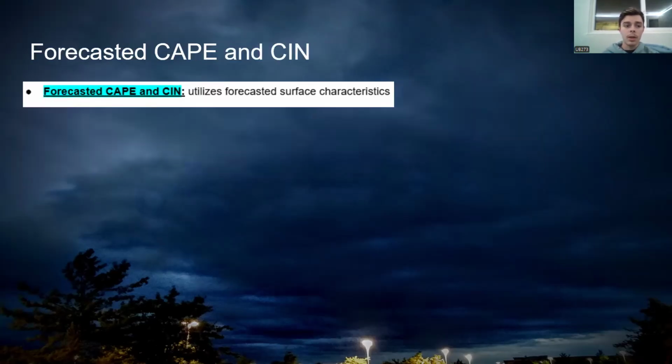Forecasted CAPE and CIN utilizes forecasted surface characteristics. It's basically calculated by using the characteristics of the future forecast. So it's more of a forecasted method, which is obviously why it's called that.